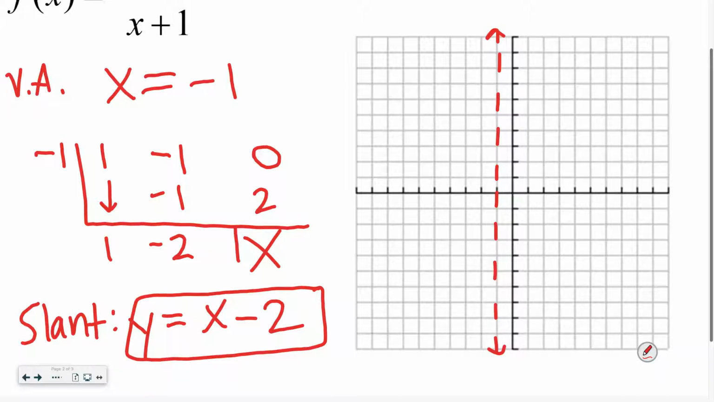When did you start to learn how to graph lines that had slope? Was that like Algebra 1, pre-algebra? I don't even know anymore. But probably, for a majority of us, middle school. Okay?